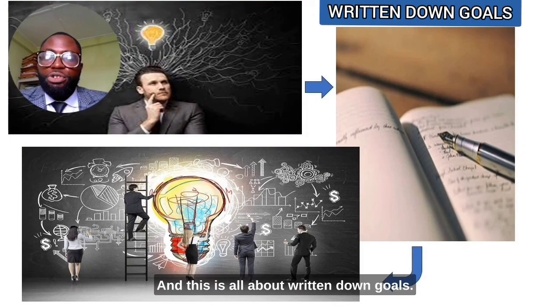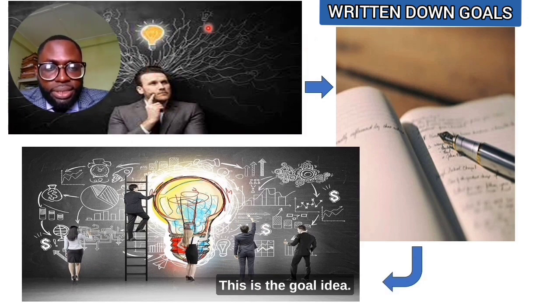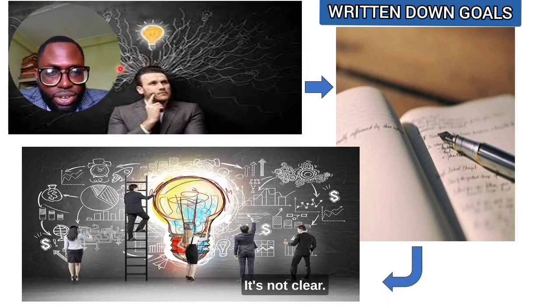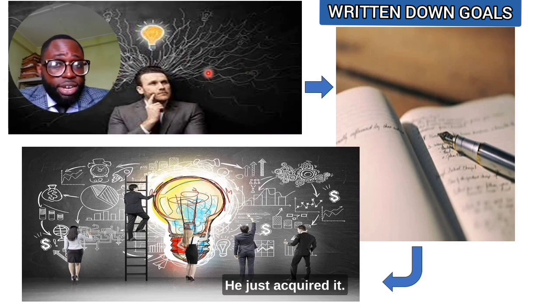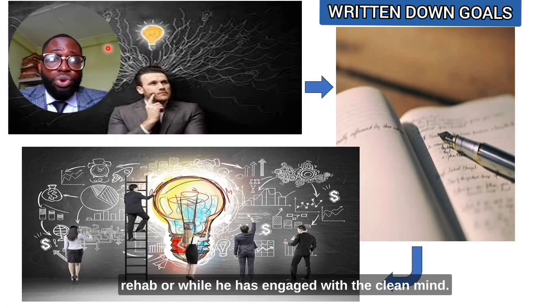And this is all about written down goals. Is it different from the first part, verbalized or acquired goals? So the individual acquires a goal. This is the goal and idea. It's not clear, like he just acquired it. So the goal is to set his life straight during rehab or while he has engaged with the clean mind.